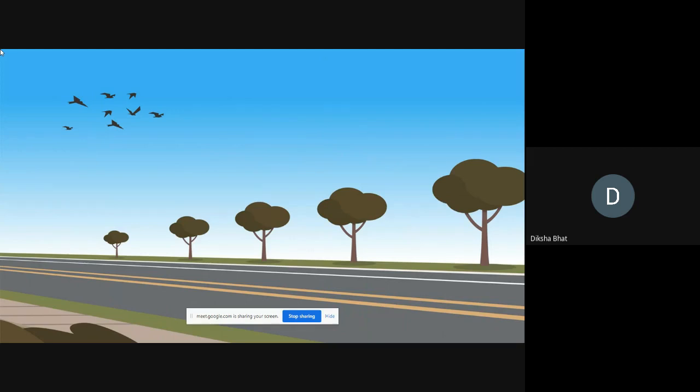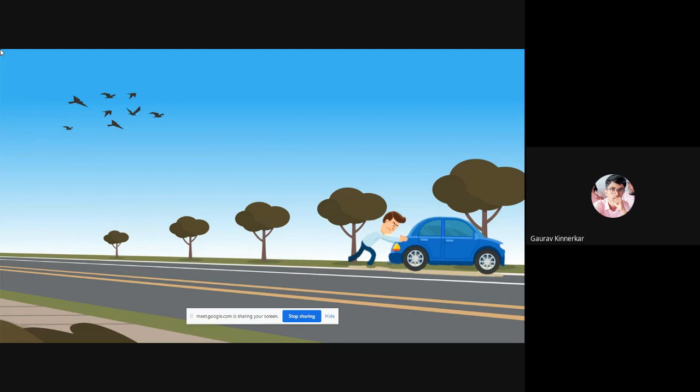Now look at this image carefully. What did you observe? A man is pushing the car. Yes, correct. Therefore, to move a car from its state of rest, large force must be applied on it. Hence, the car must be pushed hard so that it should move from its original position.